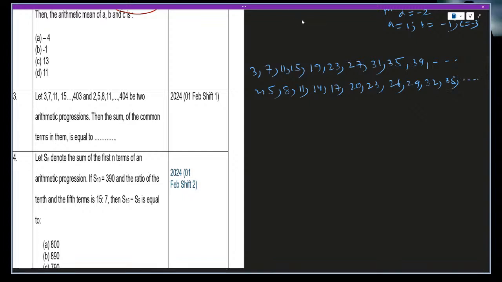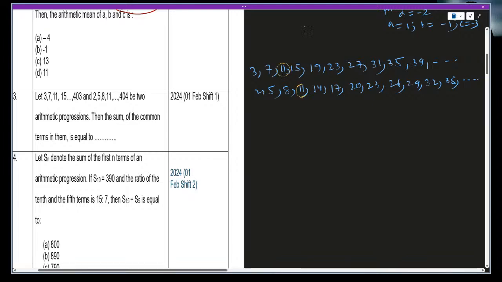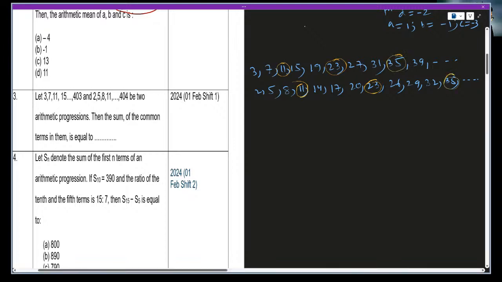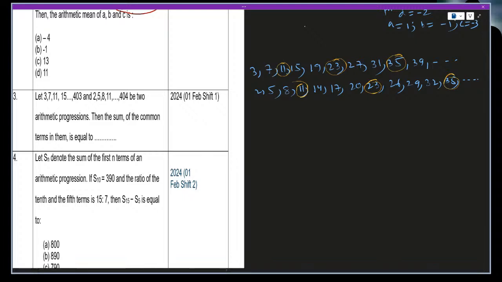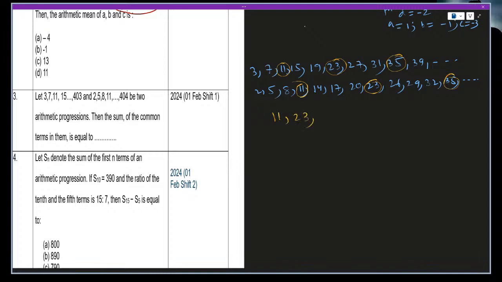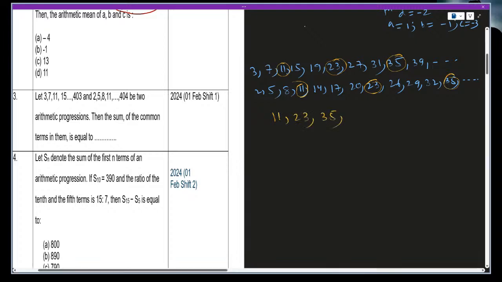Let us find those common terms here. 11 is the first common term. Okay? Then 23 is the next common term. Then 35 is the next common term. Isn't it? You have to find the sum of those common terms. So write the series here. Which sum you are going to find? It will be 11, 23, 35.